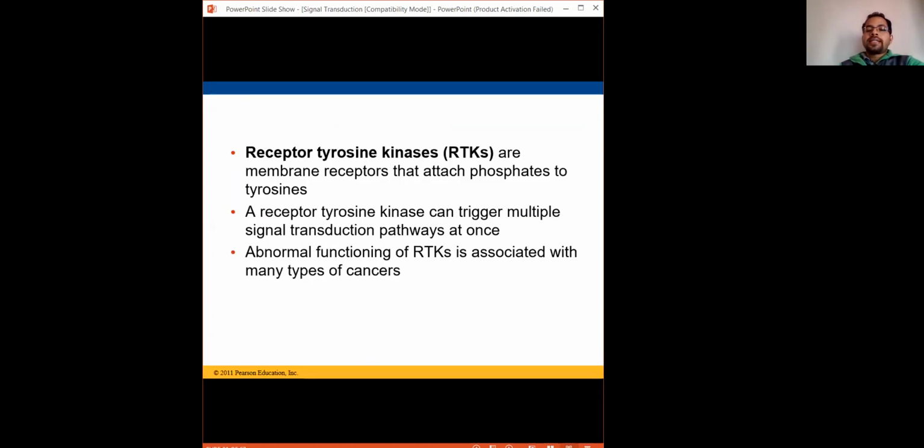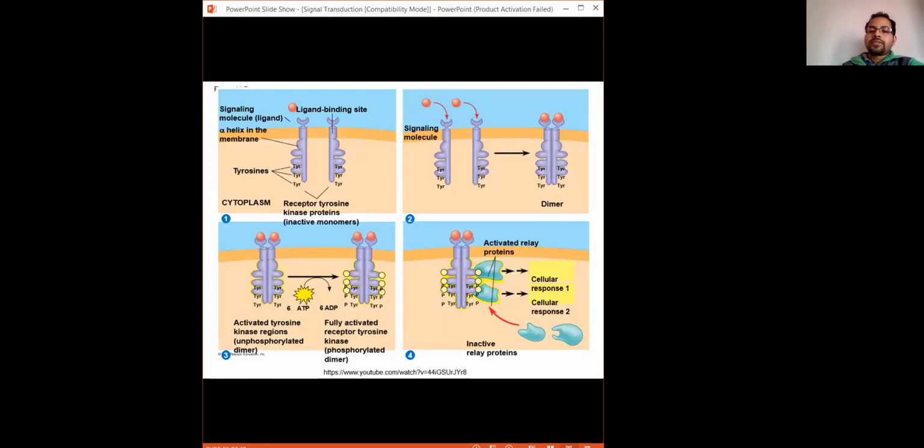Next, another type of receptor molecule is known as receptor tyrosine kinase, in short RTK. These are also present on the membrane itself that attach phosphates to tyrosine. Now, a receptor tyrosine kinase can trigger multiple signal transduction pathways at once. It's very interesting. This can trigger multiple pathways within a short time period. And abnormal functioning of these molecules is associated with many types of cancers. This is very interesting in that point also.